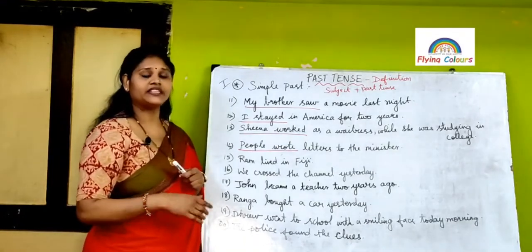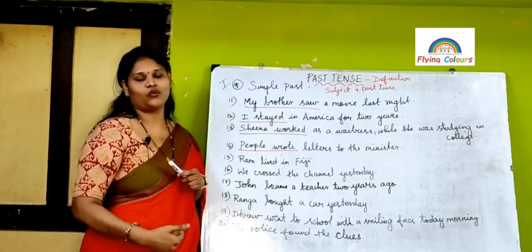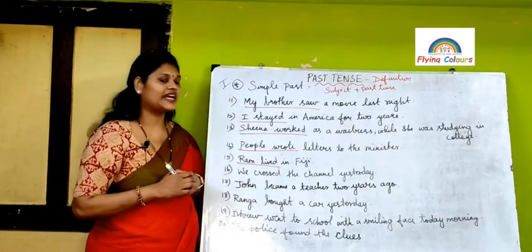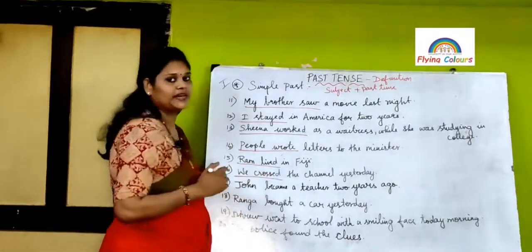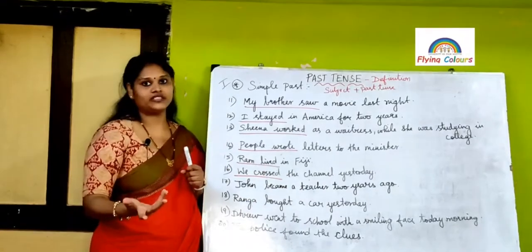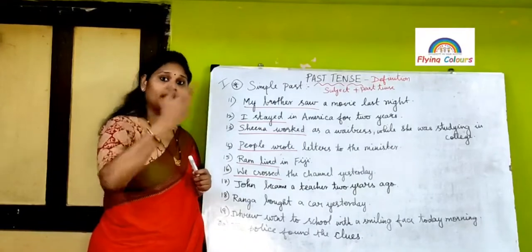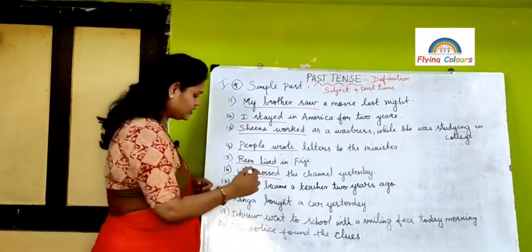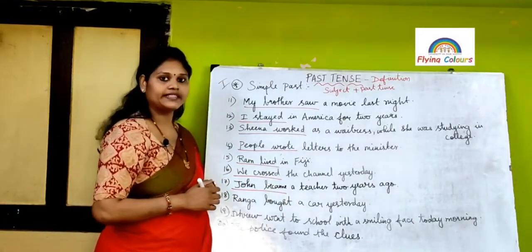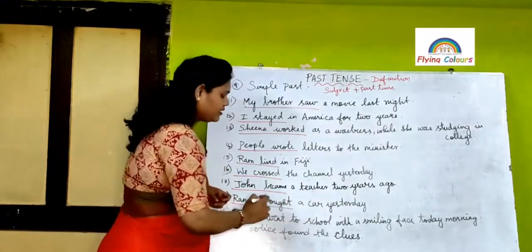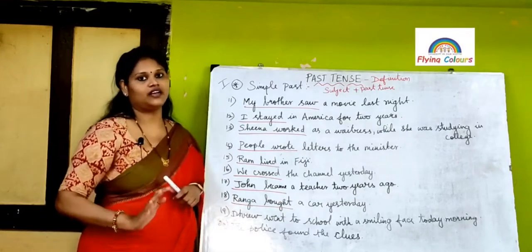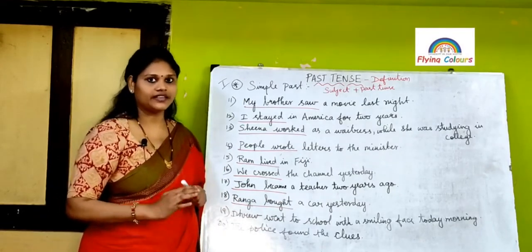Ram lived in Fiji. That means Ram is not living in Fiji right now. So Ram lived is the simple past. We crossed the channel yesterday. We crossed. Simple past. John became the teacher 2 years ago. He may continue as a teacher also. So he became. When did he become teacher? 2 years ago. So John became is the simple past. Ranga bought a car yesterday. Ranga bought. Simple past. That means the action was completed yesterday itself. He finished buying a car.